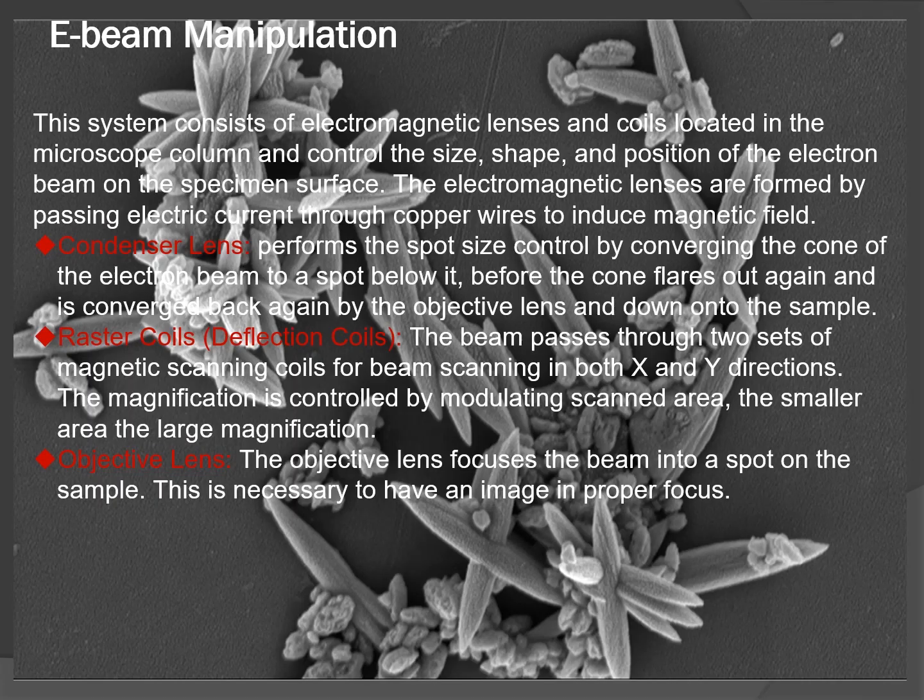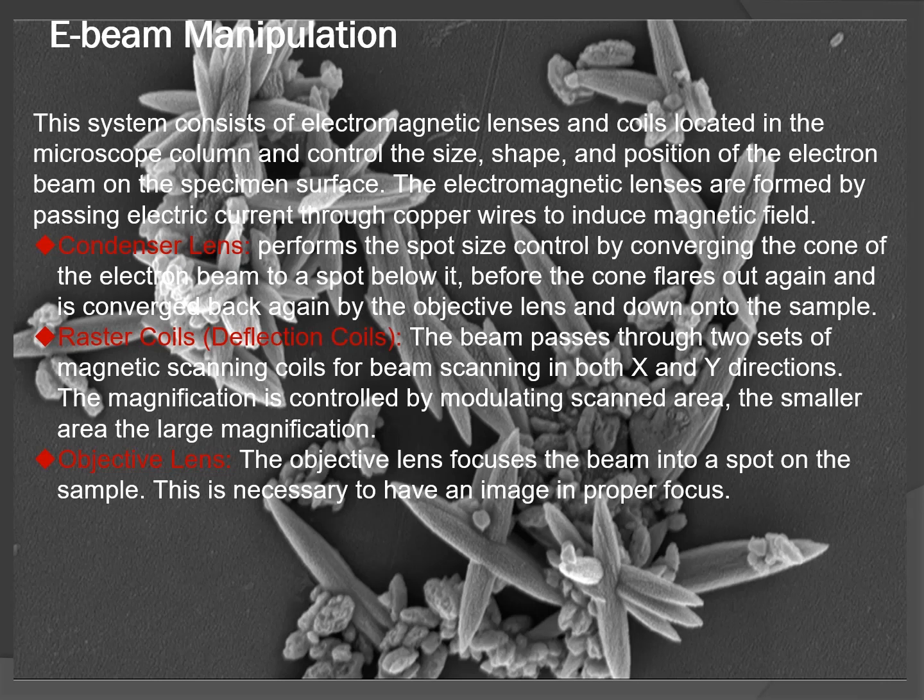Electron beam manipulation. This system consists of electromagnetic lenses and coils located in the microscope column and controls the size, shape, and position of the electron beam on the specimen surface. The electromagnetic lenses are formed by passing electric current through copper wires to induce a magnetic field. The condenser lens performs spot size control by converging the cone of the electron beam to a spot below it, before the cone flares out again and is converged back again by the objective lens and down onto the sample.